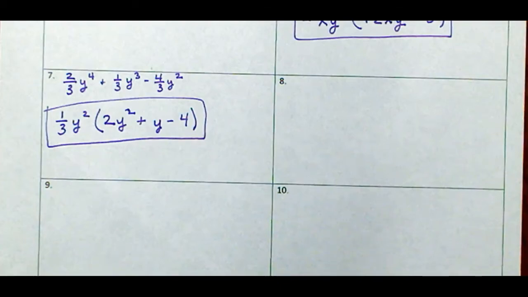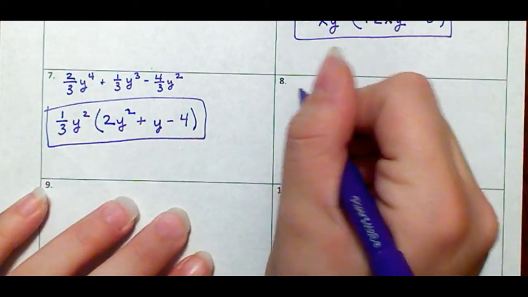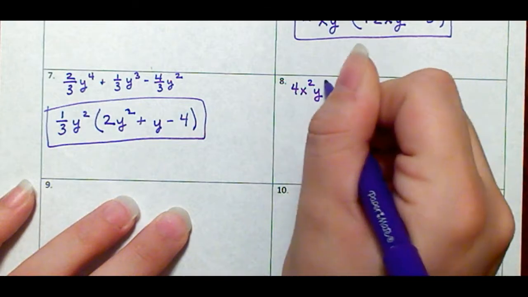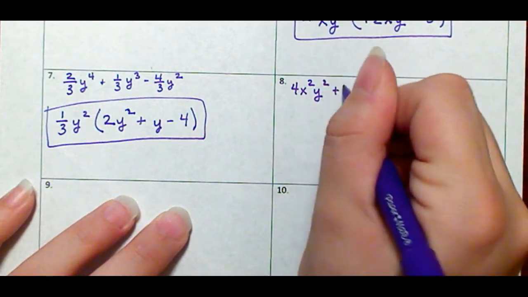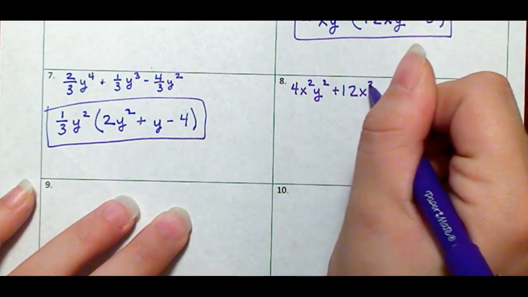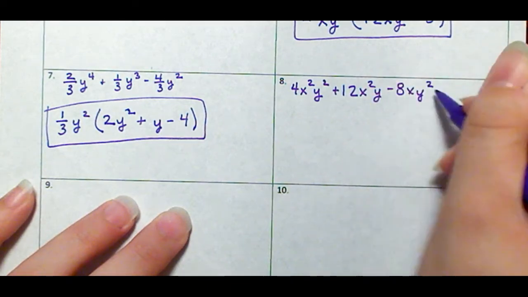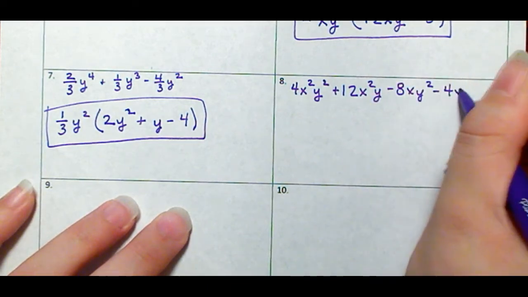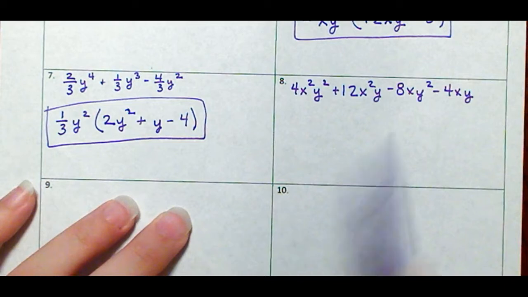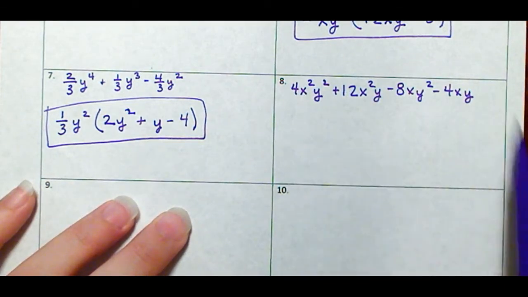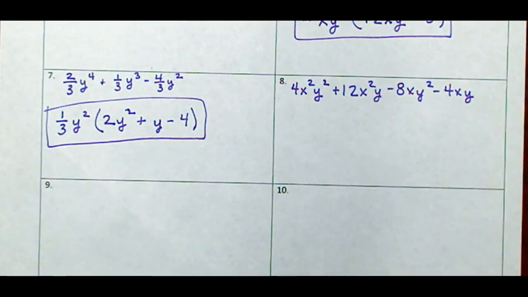All right, number 8. I'm going to throw kind of a big one at you this time. Let's see what you can do with it. Okay, so this one has 4 terms, but you're going to do it the same way. Look at all 4 terms, find the greatest common factor, and then write what's left over. When you think you have it, turn the video back on to check your answer.